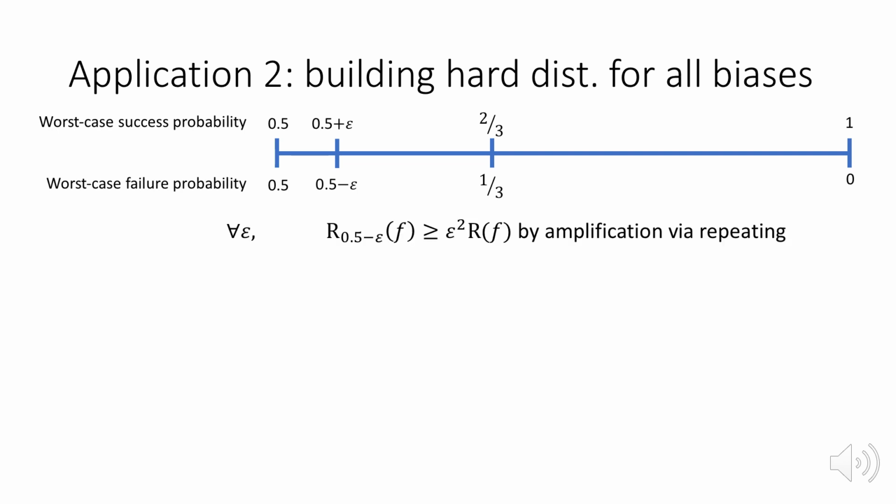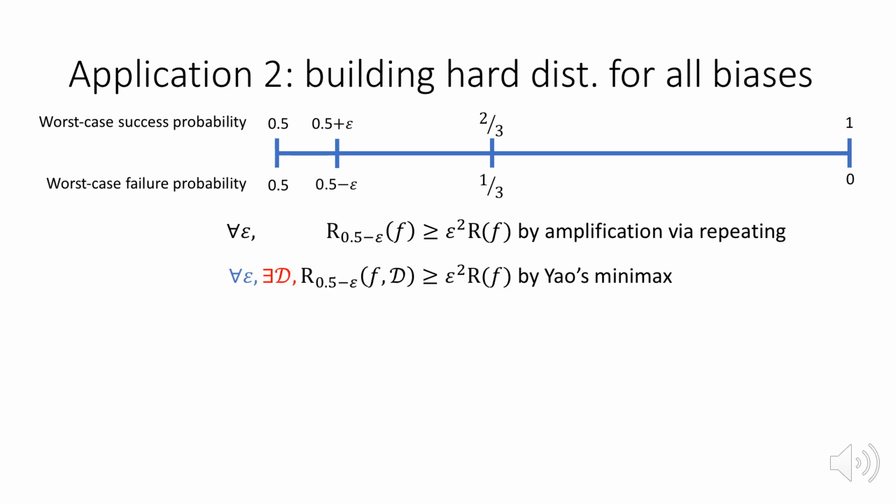Here is an inequality showing such a relation. For all epsilon, achieving bias epsilon requires at least epsilon squared times R of f queries. I'm ignoring constants here just for simplicity. This claim is simply by the Chernoff bound. If you have an algorithm achieving bias epsilon, you can repeat it 1 over epsilon squared times to get an algorithm achieving constant bias.